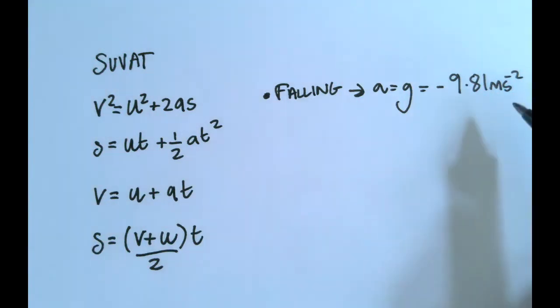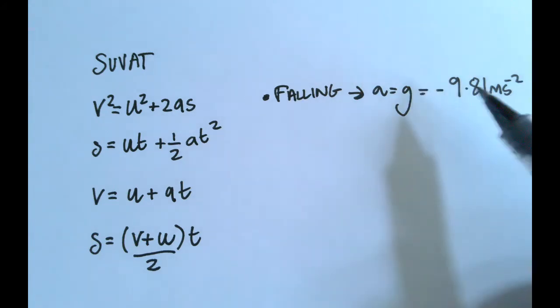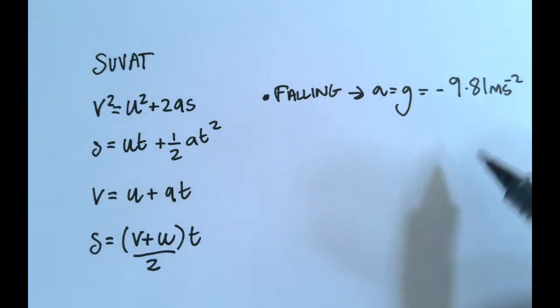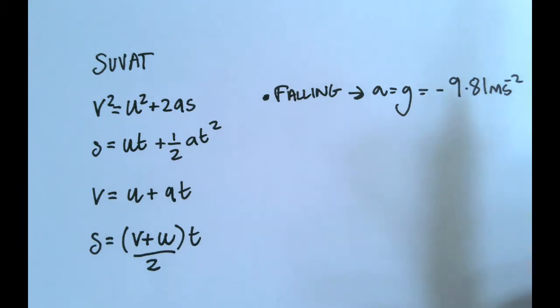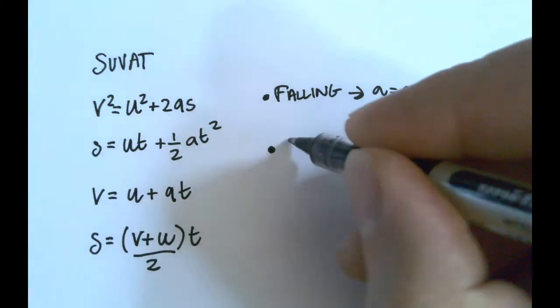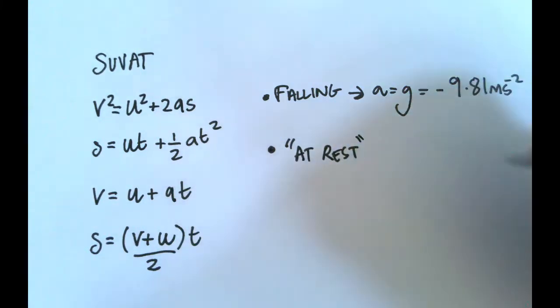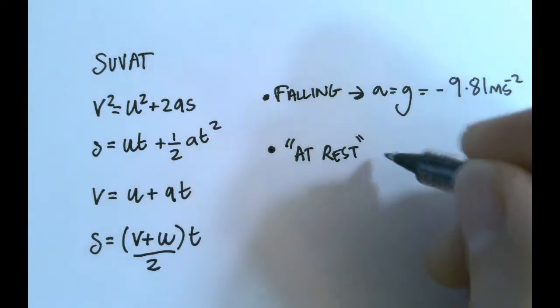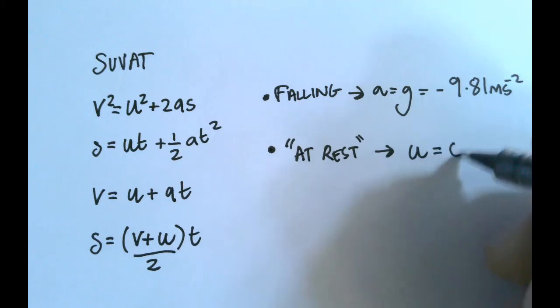And really this links back to the previous video about motion graphs, where I said that the convention is that positive is upwards. So you know that gravity always accelerates you downwards, so it's in the negative direction, hence a minus sign. The other thing that often comes up in questions is that it says that something starts at rest. And that's giving you a little bit of information. It's telling you that u, your initial velocity, equals 0.